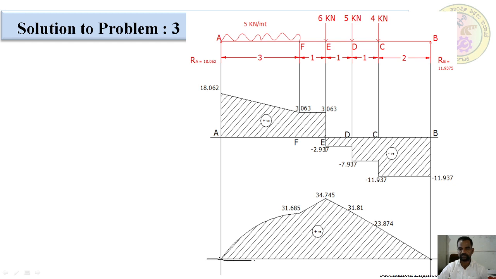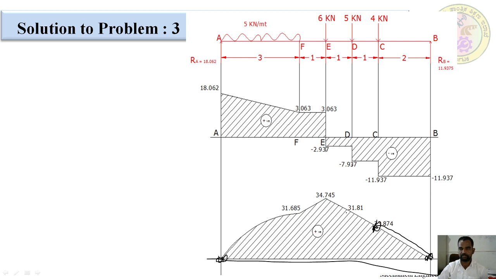Before starting the drawing, we have to draw a horizontal line or base line. This is the 0 line. This is also 0 point. At B, this is also 0 point, because the bending moment at A and B is always 0 at the supports. After that, at C point we got by calculation 23.875. I am going to mark it here and join it with a straight line. After that, D point we got is 31.81.